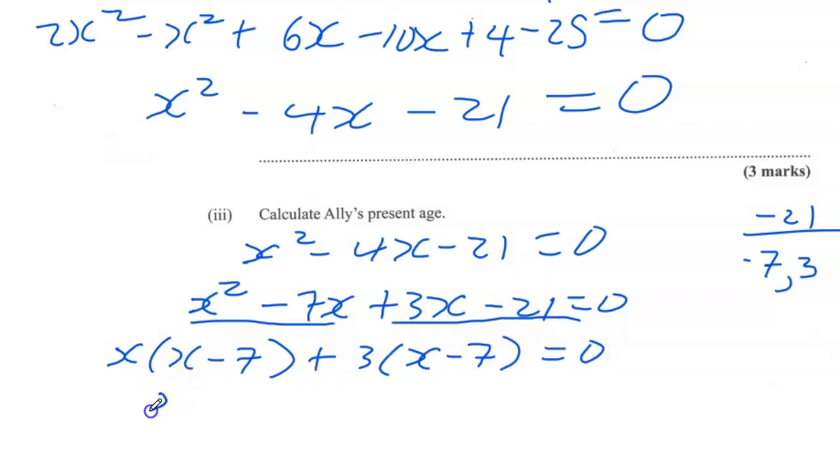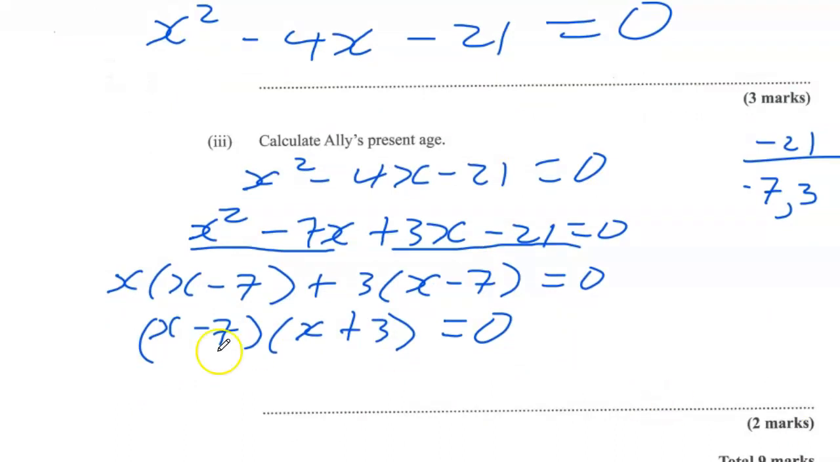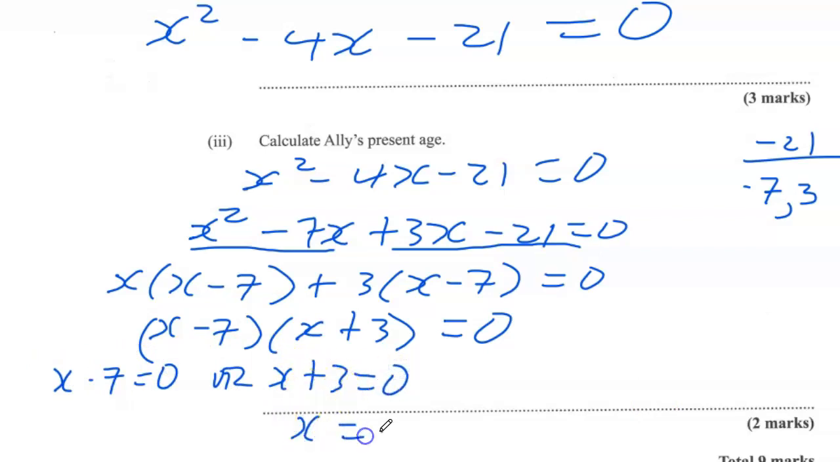And with x minus 7 as our common factor, we have x plus 3. And then we equate both brackets to 0. So we have x minus 7 is equal to 0, or x plus 3 is equal to 0. Here, if we solve, x equals minus 3, which of course is not possible, because a person's age cannot be negative, right? And if we solve this one, we have x equal to 7. So, x is equal to 7.